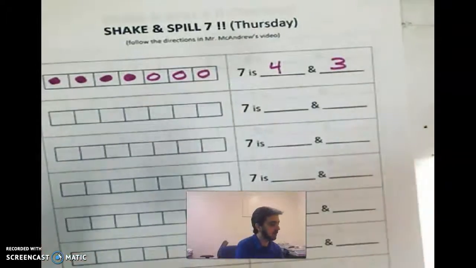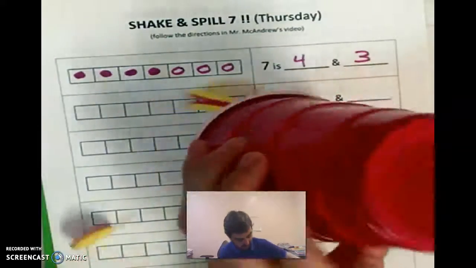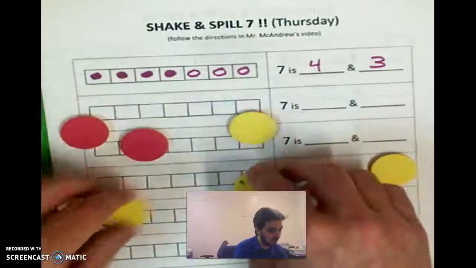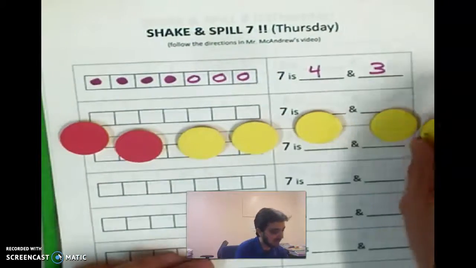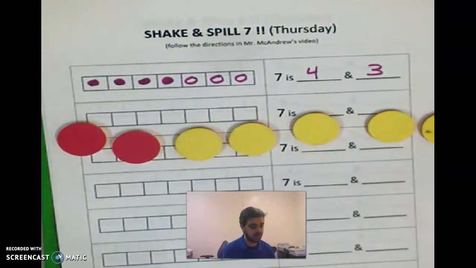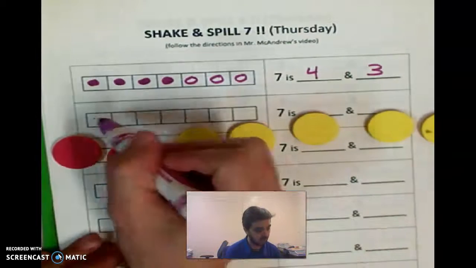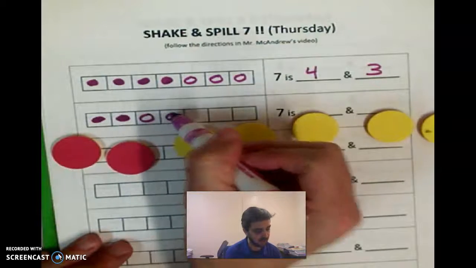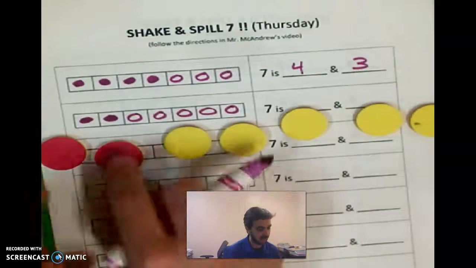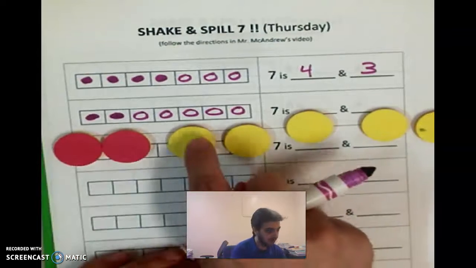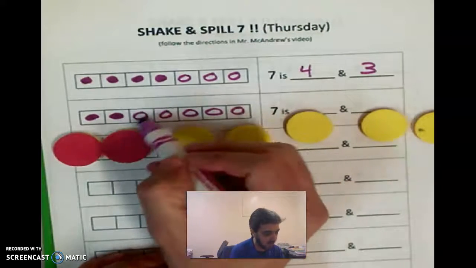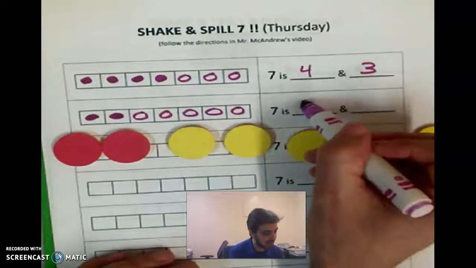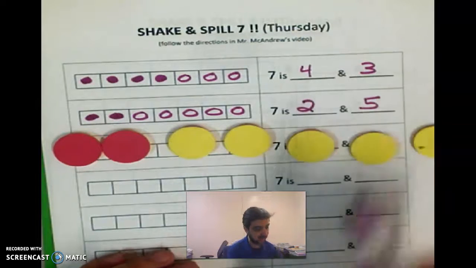Okay, let's see real quick. Shake, shake, shake. Ooh, this time it's very different. I only got 2 reds and 5 yellows, right? So that means I'm going to do 2 reds like this, and the yellows I just do a circle. 1, 2, 3, 4, 5. So I can see there's 2 reds right here, and then 1, 2, 3, 4, 5. So I'm going to write 1, 2, 3, 4, 5. And then I can write down that 7 is 2 and 5.